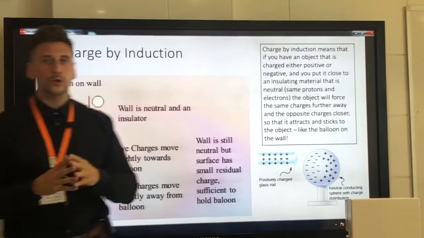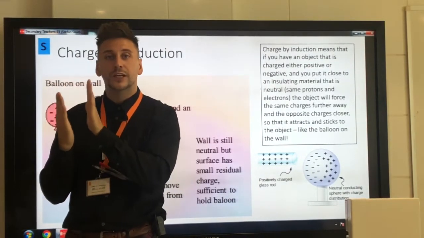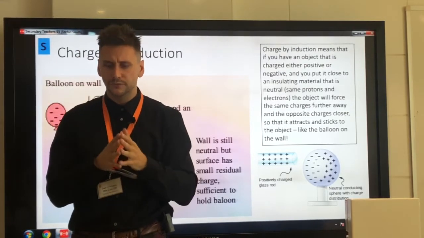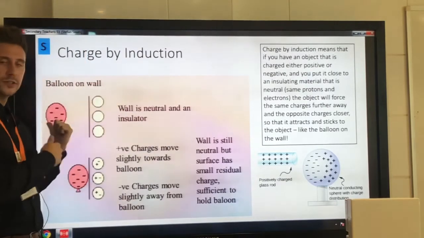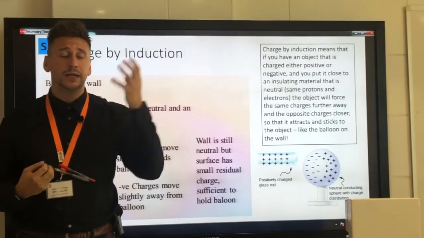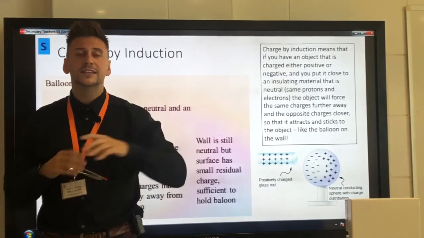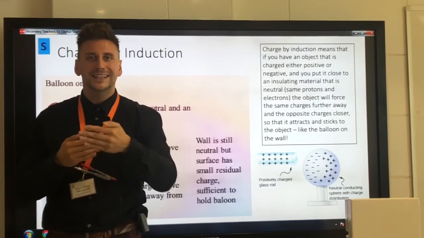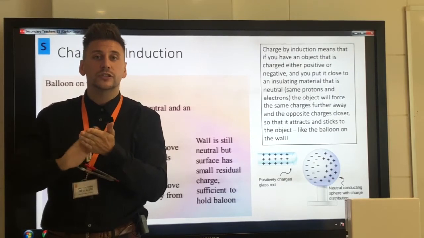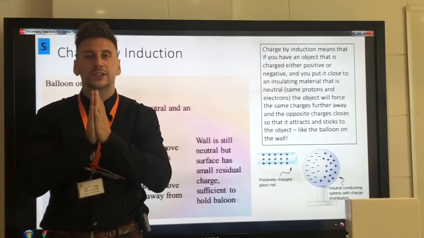The neutral wall wasn't charged by friction, it was charged because you put a charged object close to it and it pushed those negatives away, leaving the positive closer. So, if you'd taken a positive balloon, let's say you charged the balloon by friction and it lost electrons, it became positive, and you move that positive balloon close to the wall, then the same thing would happen, except this time the negatives in the wall would be dragged to the surface, giving a negative charge on the surface of the wall, leaving the protons further behind and causing that attraction again.